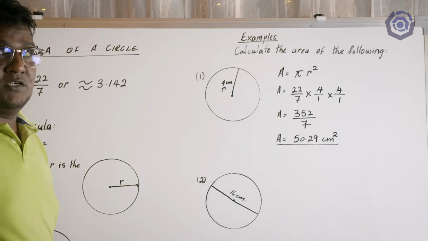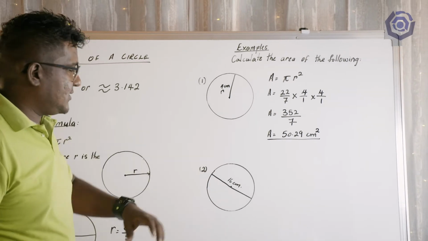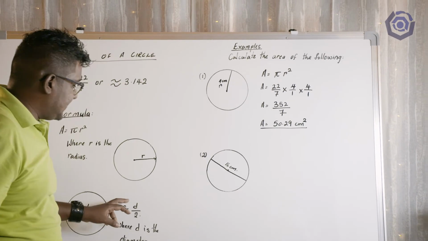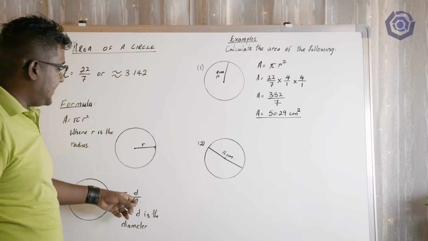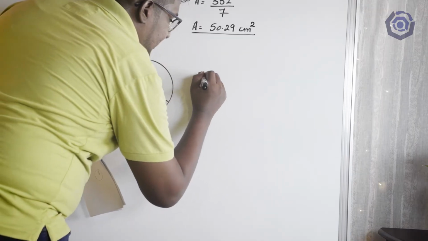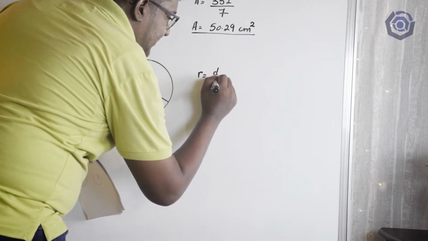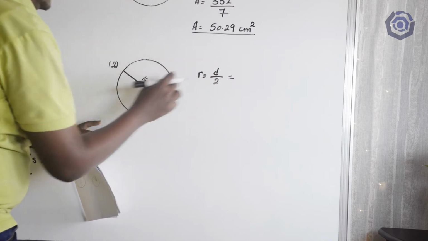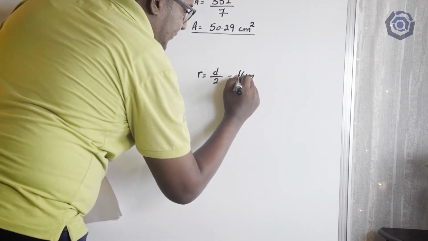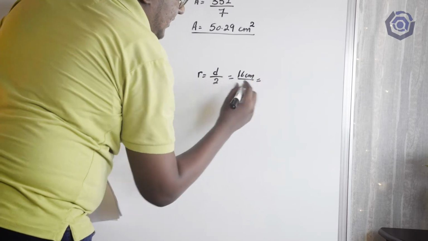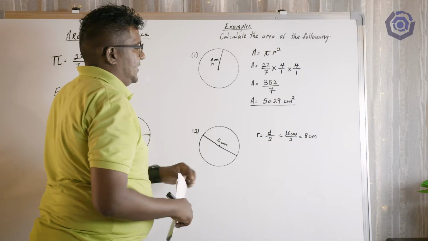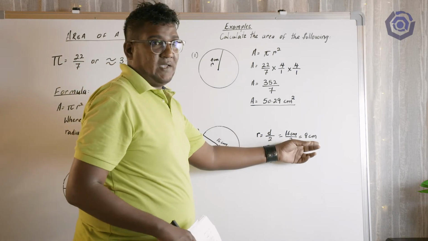They gave us the diameter. So before we start working this question, we have to go and find the radius. And we said that to find the radius, it's the diameter divided by 2. So r equals d divided by 2. The diameter is 16, so 16 cm divided by 2 is going to give me 8 cm. So my radius is now 8 centimeters.